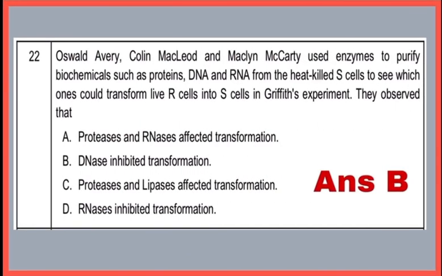Question 22. Avery, MacLeod and McCarty used enzymes to purify biochemicals such as proteins, DNA and RNA from the heat-killed S cells to see which one could transform the live R cells into S cells in Griffith's experiment. They observed that option B: DNase inhibited transformation. DNase enzyme removes the DNA from the medium and transformation stops. Means DNA is responsible for this transformation.